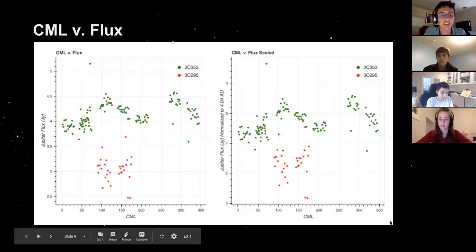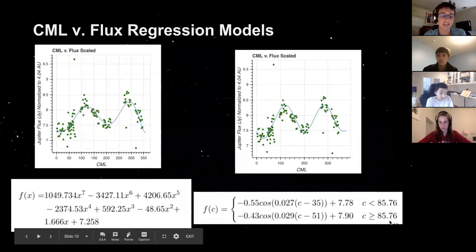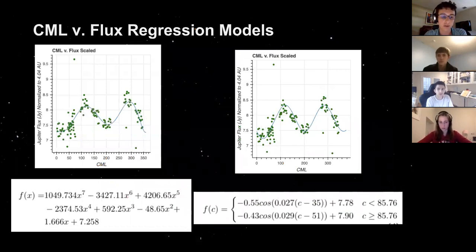We then plotted this against the central meridian longitude accessed from the ephemerides database, noting which measurements were compared to each of our calibrators. For calibrator 3C353, we had a fairly continuous distribution. For the other calibrator, we had some other problems that we'd like to do more research to resolve. But for the first calibrator, we were able to construct two models of CML versus flux that we could just plug in the longitude and access the flux. The first is a semi-periodic polynomial model with continuous first derivatives at the endpoints. The second is a piecewise trigonometric model that might be more natural for such a phenomenon.